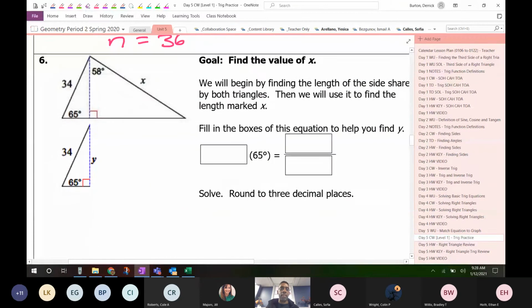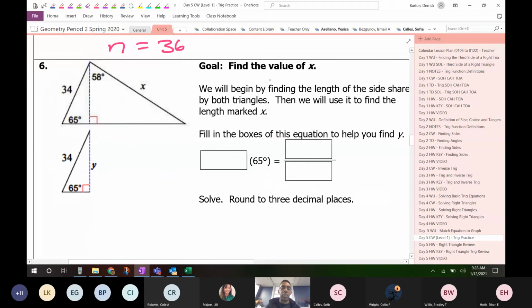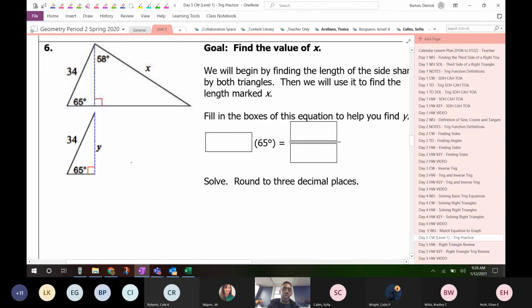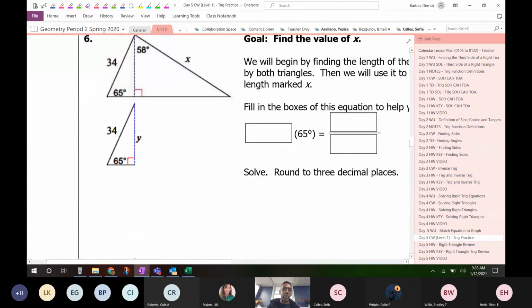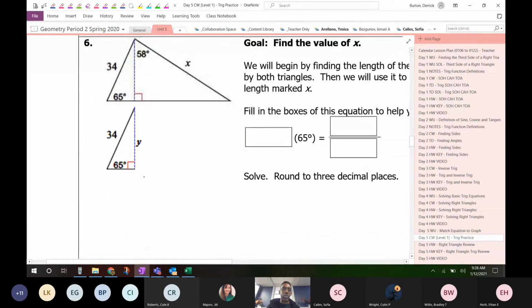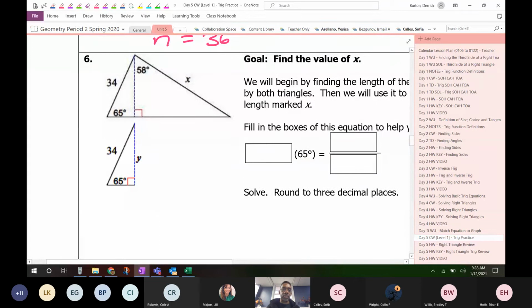Okay. Looking at problem number 6. Our goal is to find the value of x. However, we have two triangles sort of stuck together here. So the best thing to do is to separate them into two separate triangles, which I've done for you. So let's solve these one triangle at a time. So first, let's do the skinny triangle on the left.